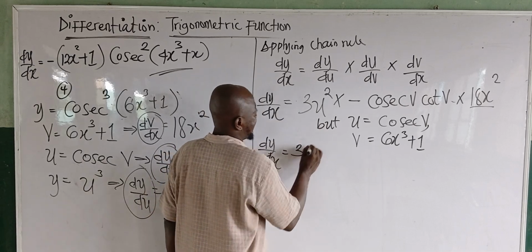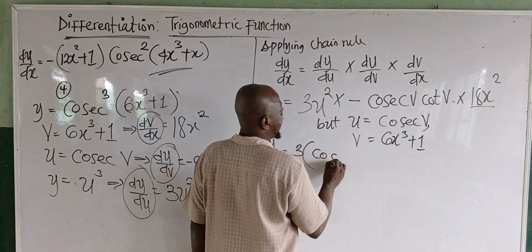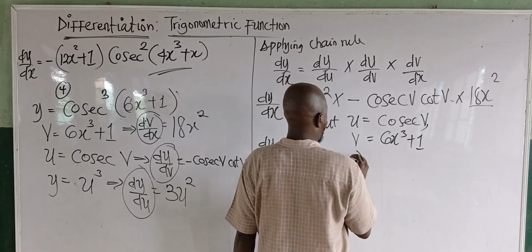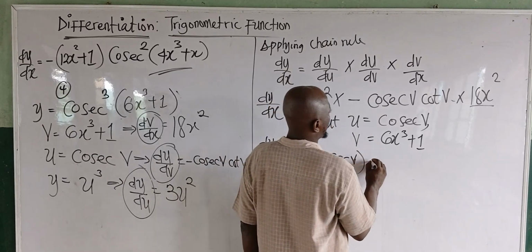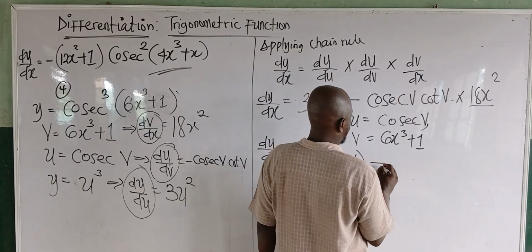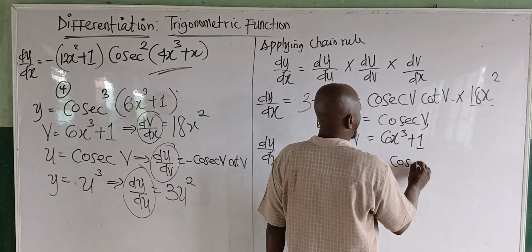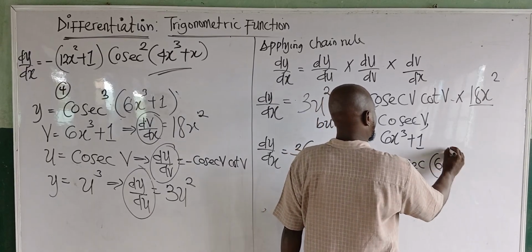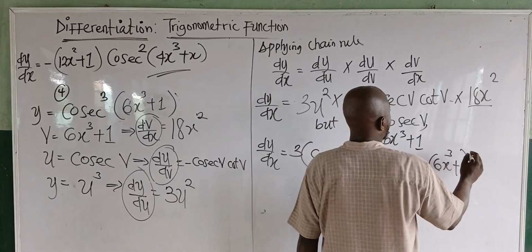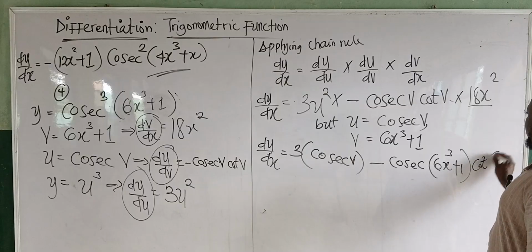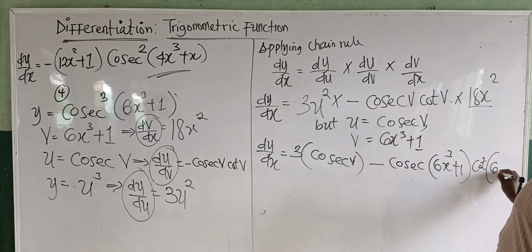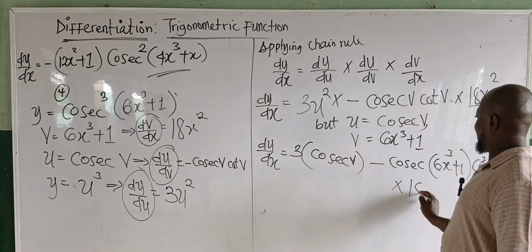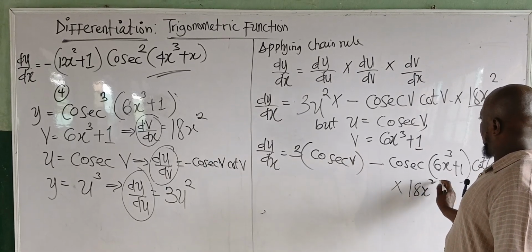So first, I'm having 3 into bracket. For u, I'm having it as cosec v here, and then cosec v. So here becomes minus here. So anywhere I see v now, I'm introducing this here. So this will give us 6x cubed plus 1 here. Then cot, please. So I have cot into bracket. For v, we are having 6x cubed plus 1 here. Don't forget we have times 18x square from here.